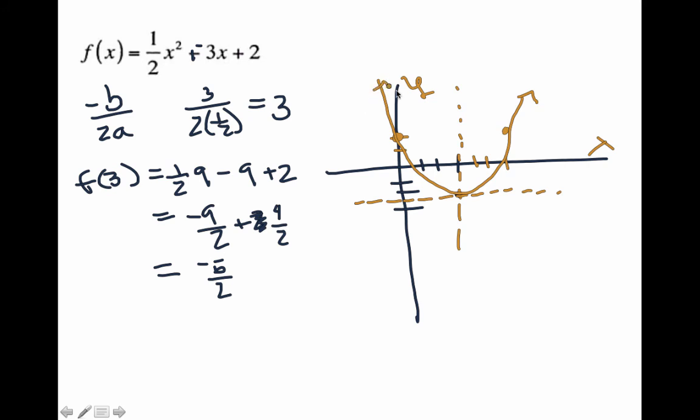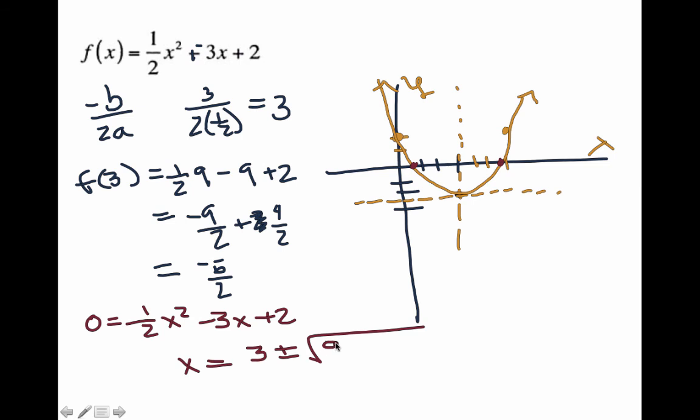I have the y-intercept. I can see the axis of symmetry. But again, if you want to be able to find the x-intercepts, you should know the quadratic formula. In this case, 0 equals 1/2 x squared minus 3x plus 2. We can just go with it like that. x equals 3 plus or minus the square root of negative 3 squared, which is 9, minus 4 times a, that's 2. 2 times 2 is 4, all divided by 2 times a half, which is 1.